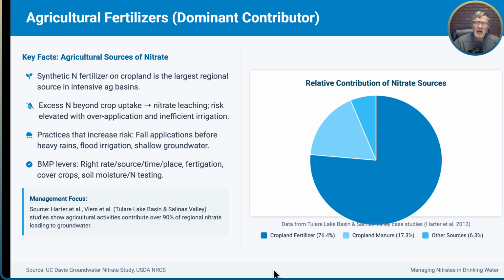And that's why the Central Valley of California was chosen for that study, because there's a lot of farmland there, a lot of agricultural fertilizer applications, and a lot of nitrate contamination as well. So a lot of the aquifers in that part of California, in the Central Valley, are contaminated with nitrates to varying degrees. Excess nitrogen beyond crop uptake increases the risk of nitrogen leaching. Risk is elevated with over application and inefficient irrigation.